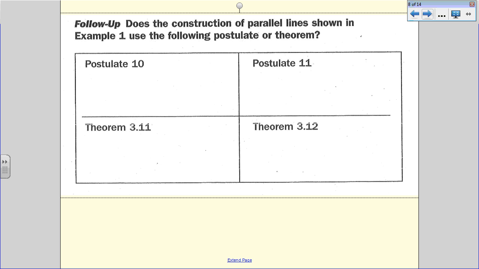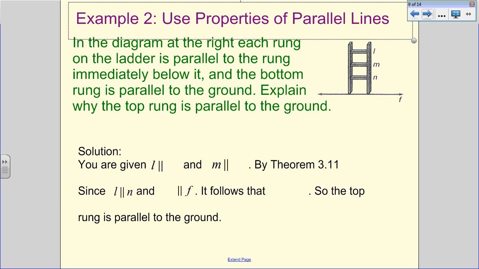All right, so we need to do this follow-up after our example in class because it talks about the construction. So once again, just skip over that. All right, and now we're going to look at using the properties of parallel lines. I'm going to need to pause here for the bell.